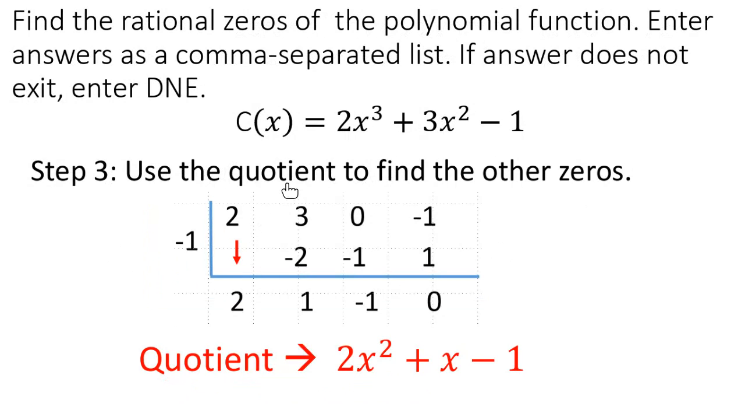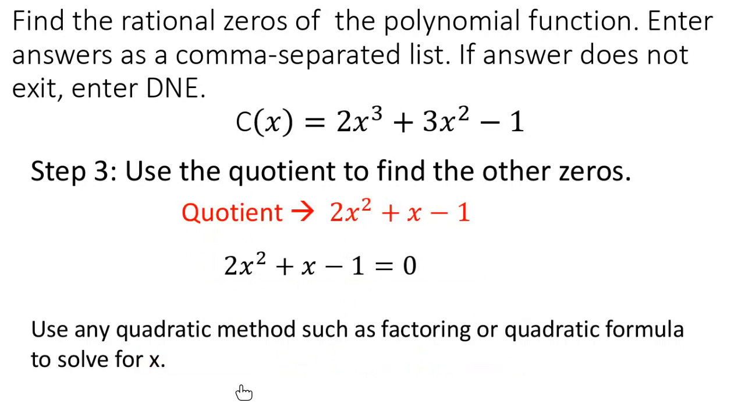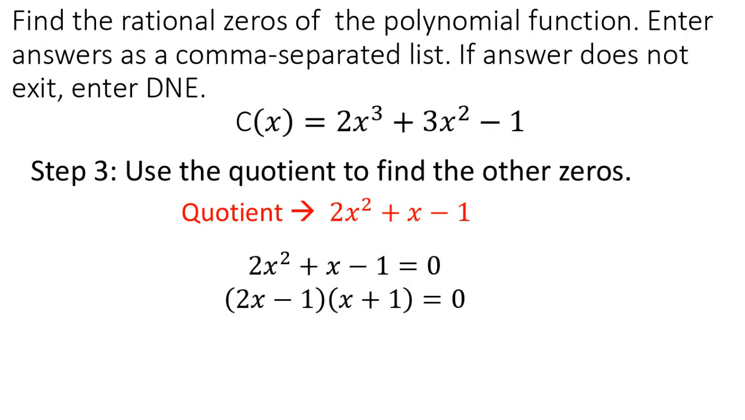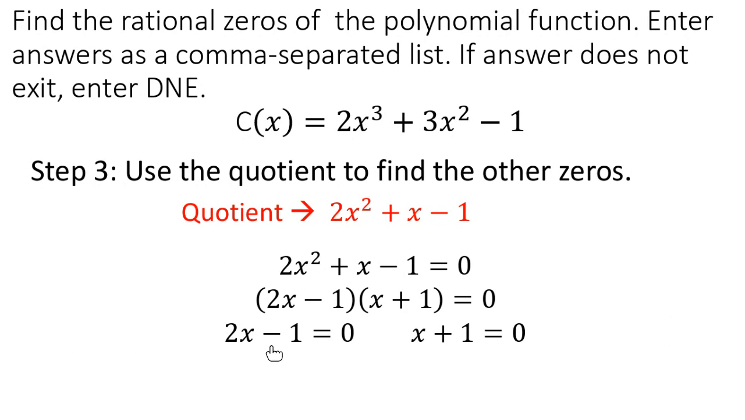Now we can use the quotient. So since we had degree 3, we're going to go one less. So we're going to have 2x squared plus x minus 1. And then we're going to use any quadratic method. So you can factor if you can, or use the quadratic formula. When I try to factor, I give myself a minute. If I can't get the factors, then maybe it's not factorable, and then I try the quadratic formula. And here it is factorable. So we get 2x minus 1 times x plus 1 equals 0. Set each factor equal to 0, and then solve for x.